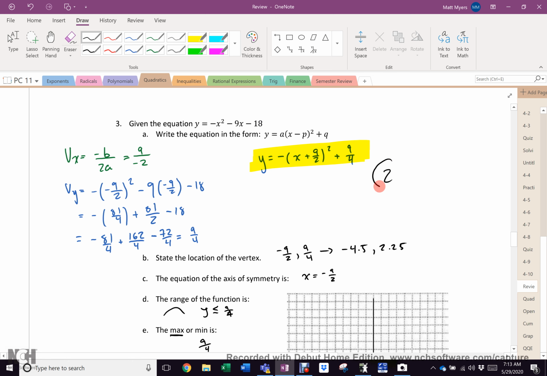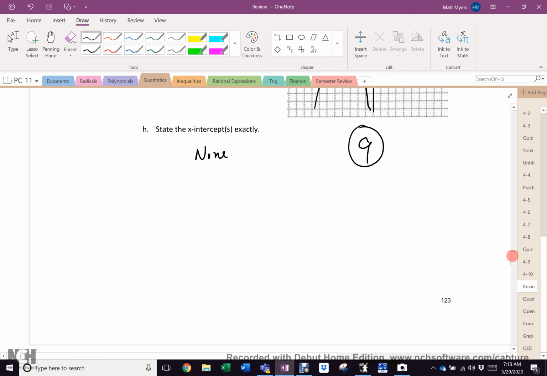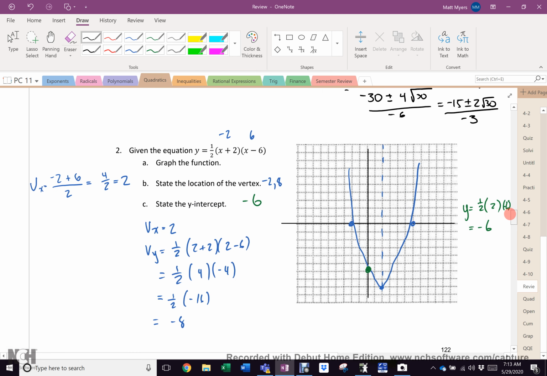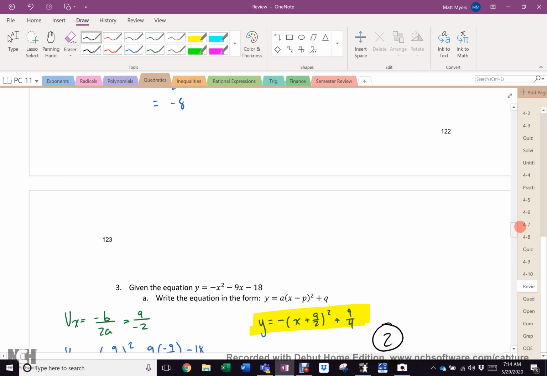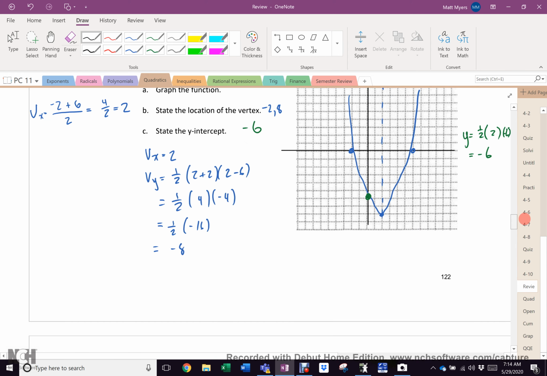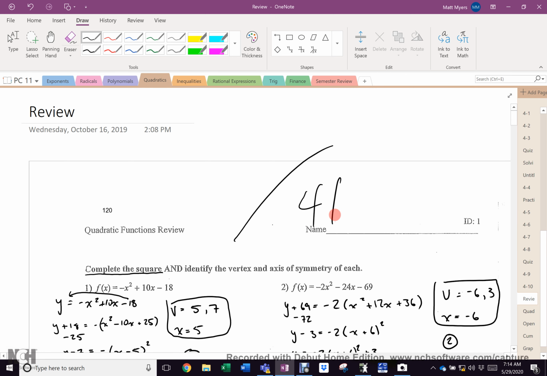I'm going to make that a 2, but everything else a 1. So 2, 3, 4, 5, 6, 7, 8, 9 on this page. And that's it. So the whole thing's out of 9. And that page was out of 1, 2, 3, 4, 5, 6, 7, 8, 9, 10. That page was out of 10. That's 19, 29, 39. So this whole thing's out of 41. So you're going to take a picture of it and show me your work.